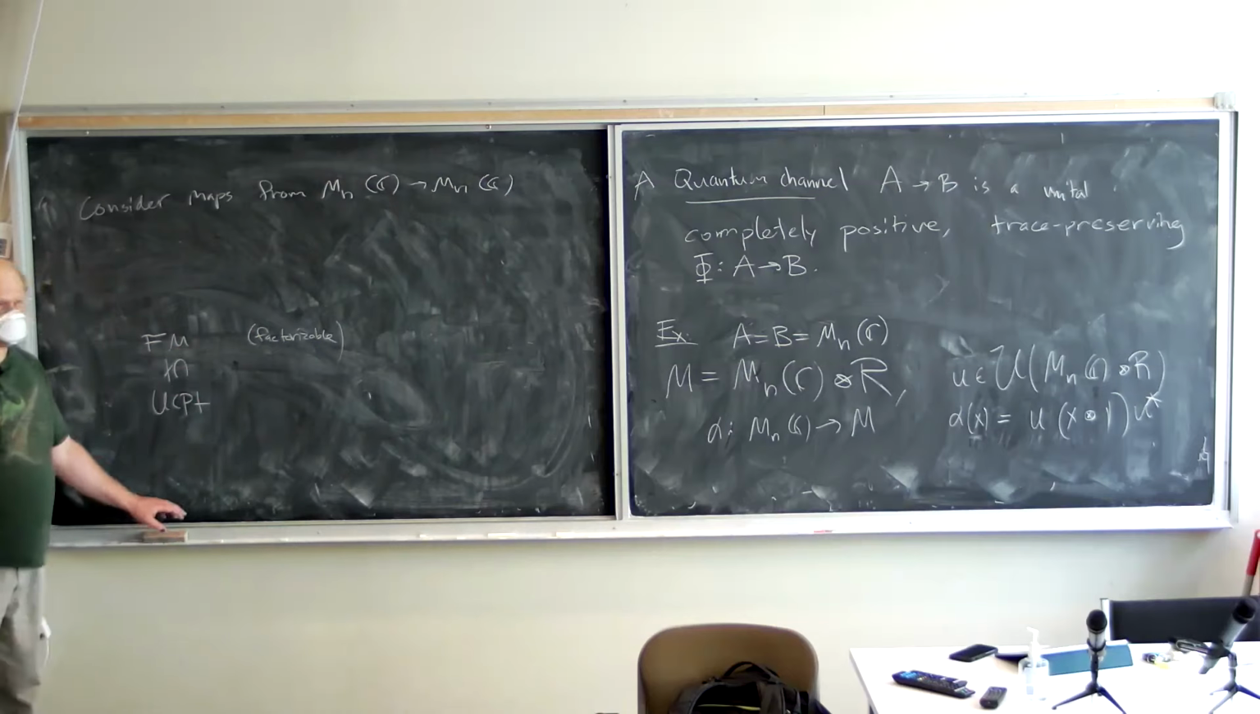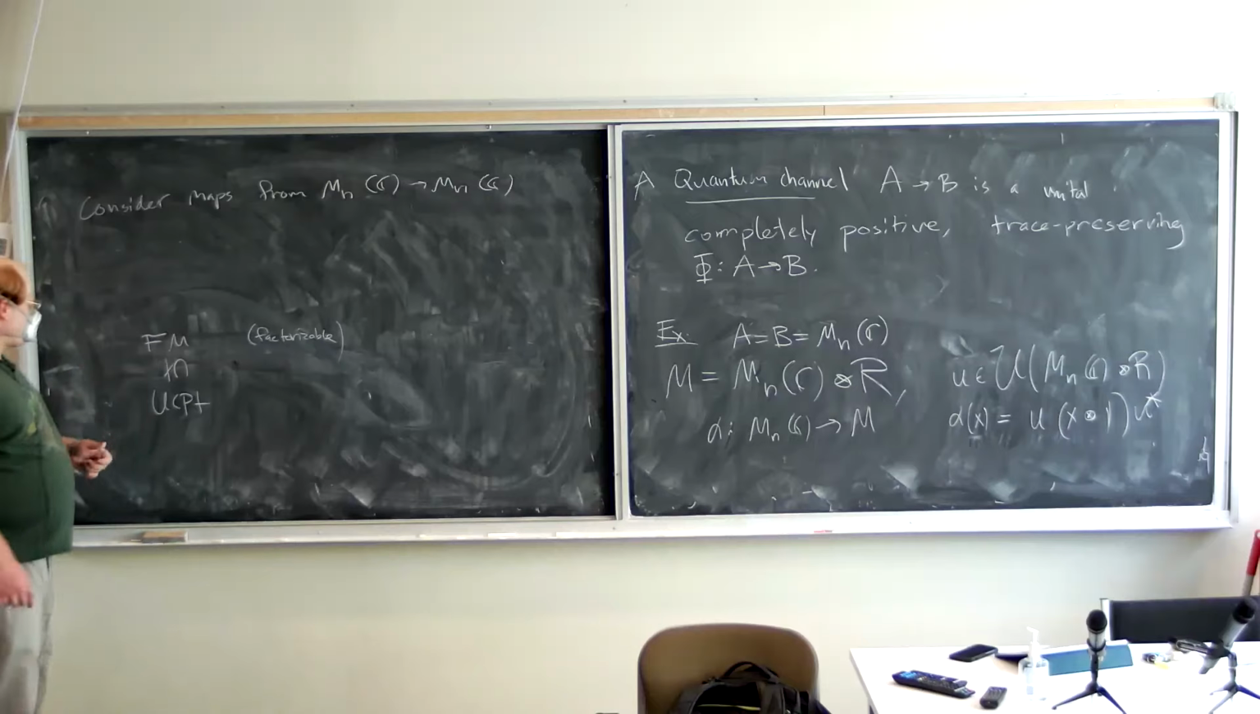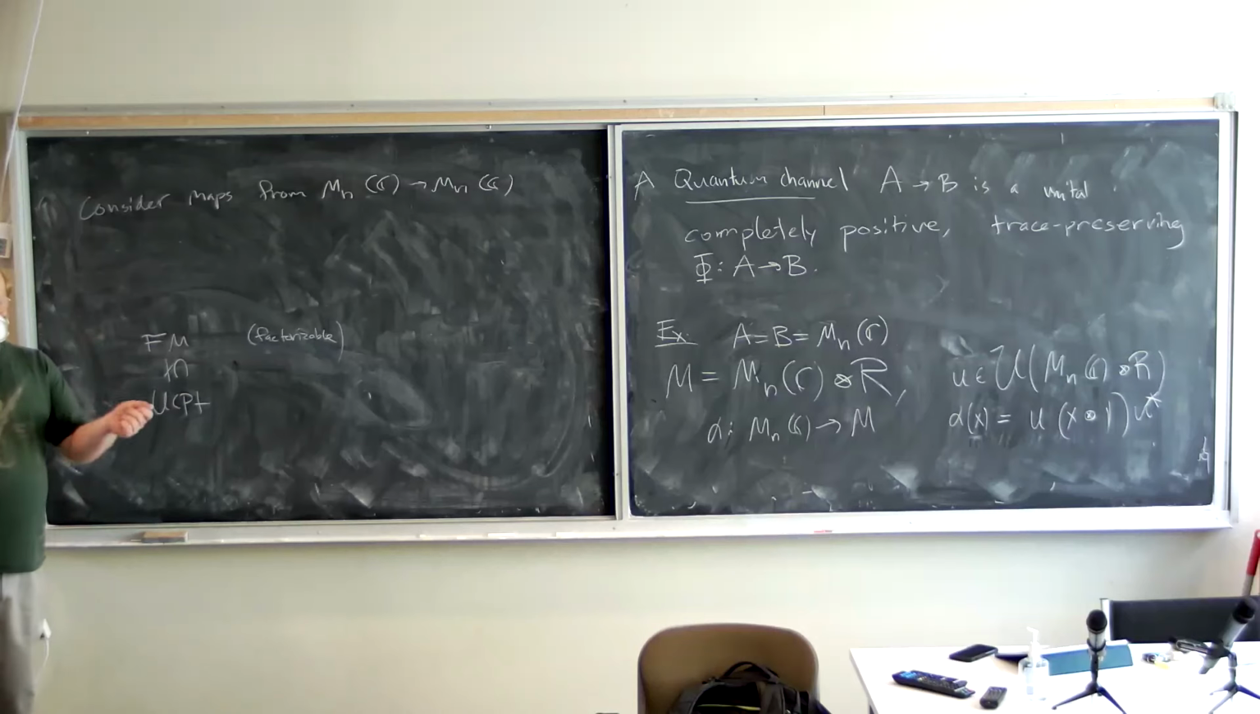And one example that shows the strict containment is a map which is a convex combination of the identity map and the transpose map. So there's certain values of the coefficients in the convex combination that will make it unitary, completely positive, and trace preserving, but not factorizable.